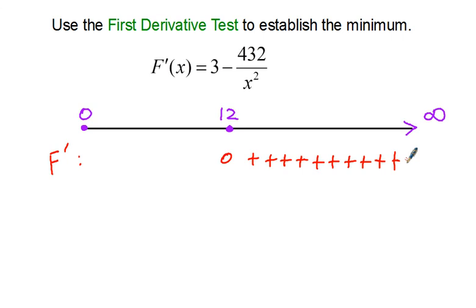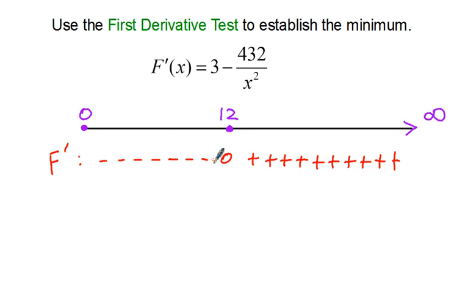All right, so when you plug in numbers higher than 12, your derivative will yield a positive answer. Okay, and if I plug in a number less than 12, let's take 1 for example, we're going to be dividing by a small number, so the answer will be fairly large. And for instance, if I use 1, you get 3 minus 432, which obviously is a negative quantity. All right, so that just goes to show when you plug in a number between 0 and 12, you're going to get a negative derivative.